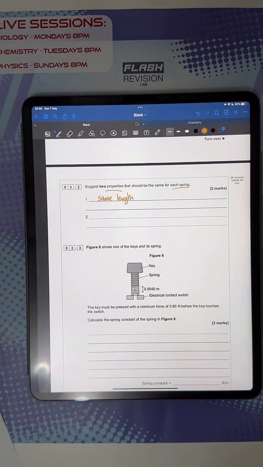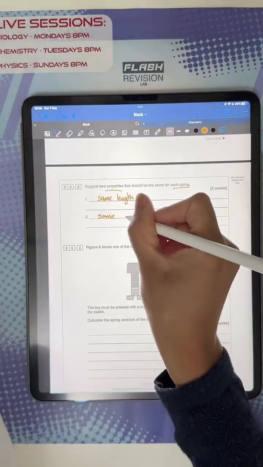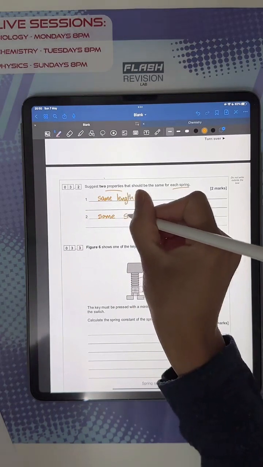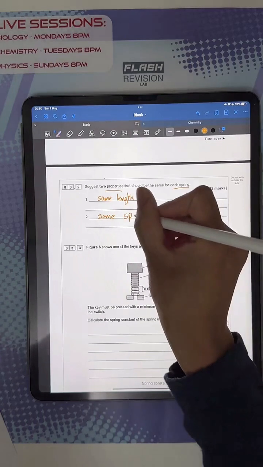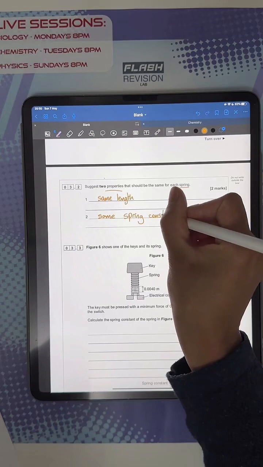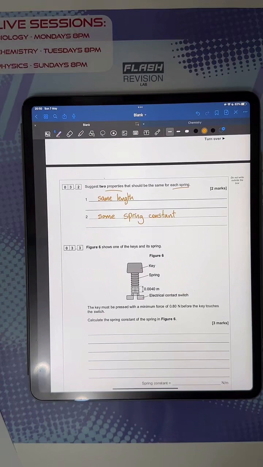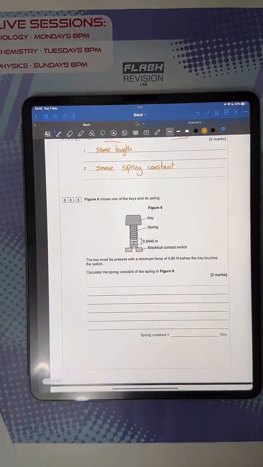And spring constant. Yes, well done. Same spring constant. They basically need to stretch the same amount. They need to have the same compression when you press them. So that's basically spring constant. How stretchy it is, how compressible it is. Same smell. Not quite.